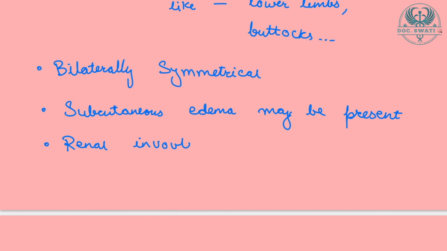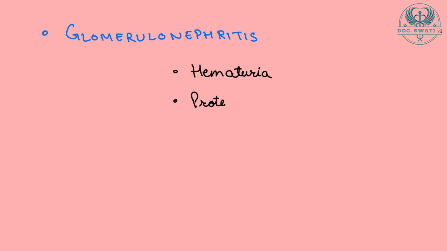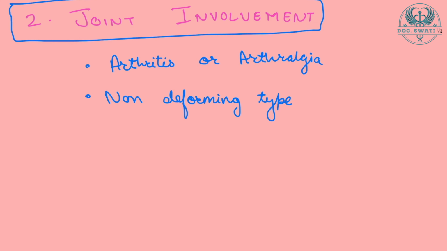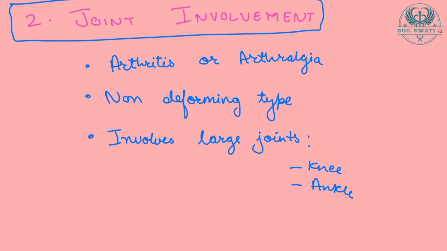There is a presence of renal involvement which includes glomerulonephritis. This indicates the presence of hematuria, proteinuria, and edema and hypertension may or may not be present. Now let's move ahead and talk about the joint involvements. The presence of arthritis or arthralgia. It is of non-deforming type. This involves large joints, knee and ankle. This lasts for 2 weeks and then disappears.